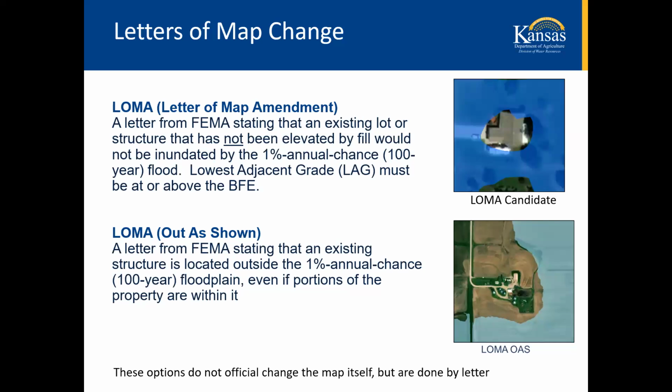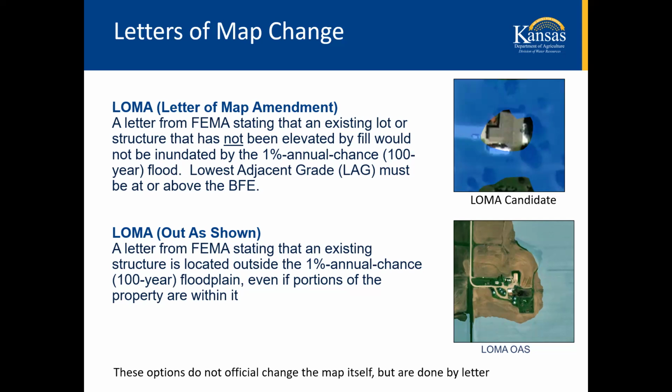And then the LOMA out as shown is another case that happens. So usually this is a case where a property has floodplain on it, but it's not touching any of the structures, or at least the residential structure. Sometimes you'll have a lender, the mortgage provider, that has these third-party determination companies that just run it through a computer program, and if there's any floodplain on the property, they count it as being in the floodplain. But technically, if the structure is located outside of that mapped floodplain, even if portions of that property are in, it's actually not considered to be in the floodplain.